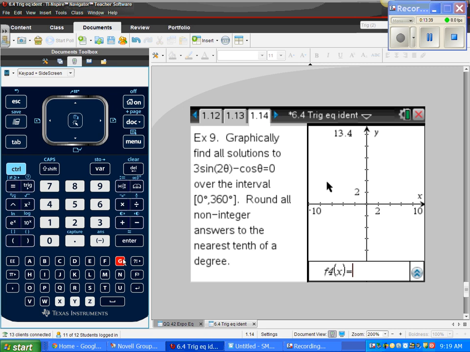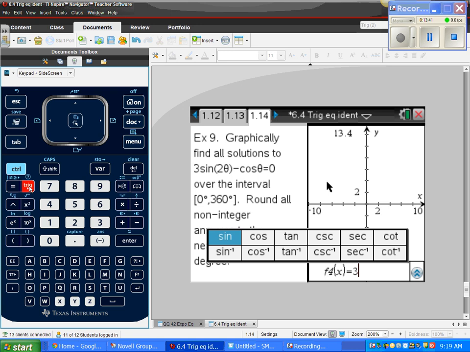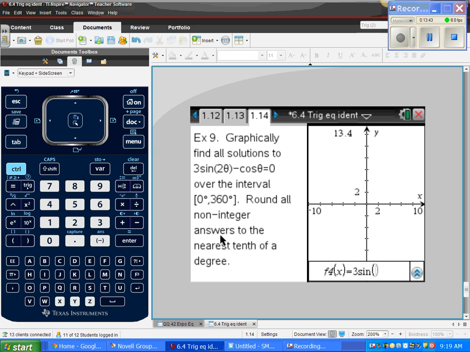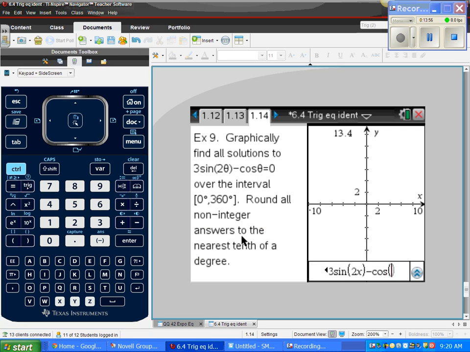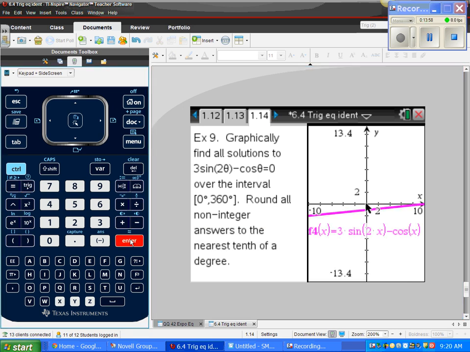So we're going to do 3 times sine of what? 2x, yeah, right in those parentheses, right? It's not a squared, so it goes in there. Minus cosine x. Okay? So you just put it in the way you see it. That's the benefit of doing this graphically with the identities. Now what?